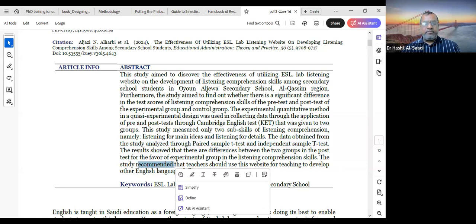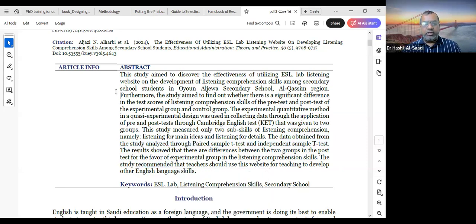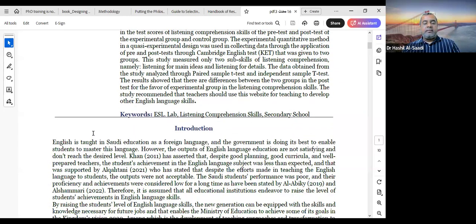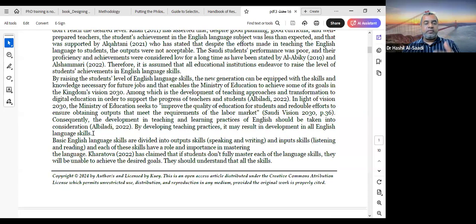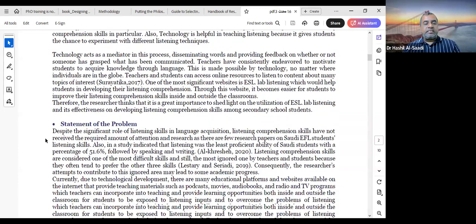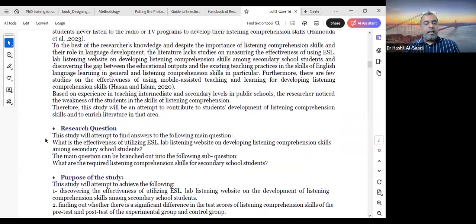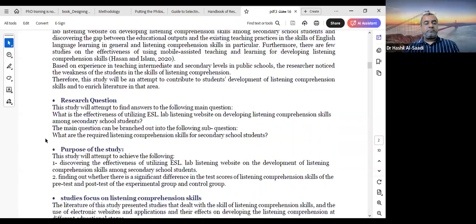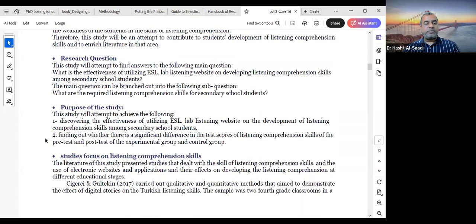All right, so this is the abstract. Usually the abstract begins with introducing the topic, the purpose of the topic, the methodology, the key findings, and the key recommendations. So this is a sample. Okay, let's look at the introduction. Usually you need to have an introduction where you set the scene and explain the context of the study, statement of the problem, research question. Okay, there's one main research question.